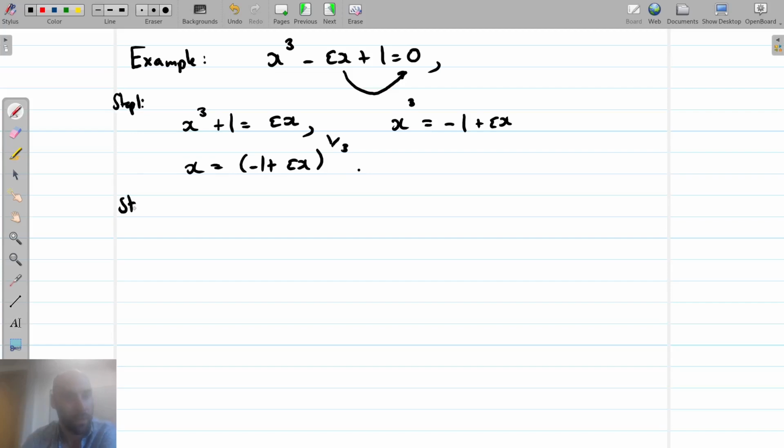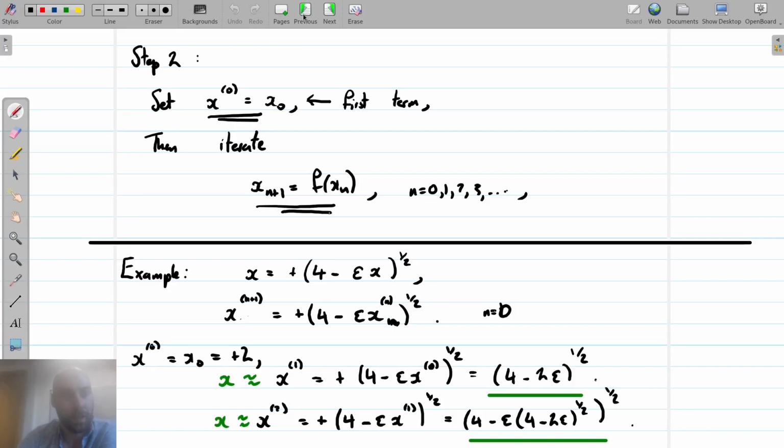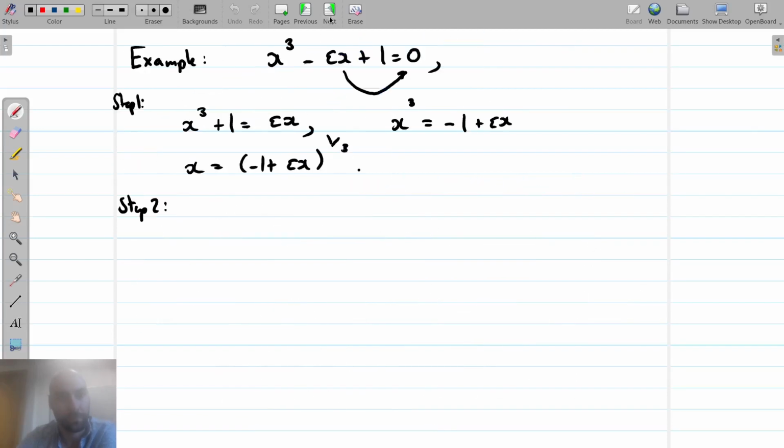Okay, let's have a look at step 2. Step 2 basically says we set this x0 to be x naught, and then we iterate this equation. So let's make the iterative equation first. x n plus 1 equals minus 1 plus epsilon x n. That's it. I just read it straight from here. I don't actually have to do any clever mathematics.